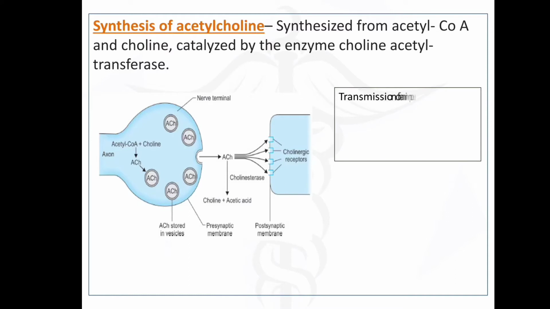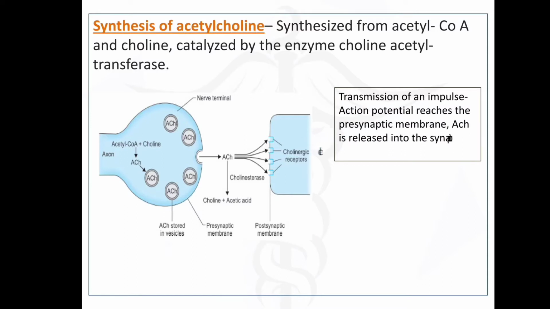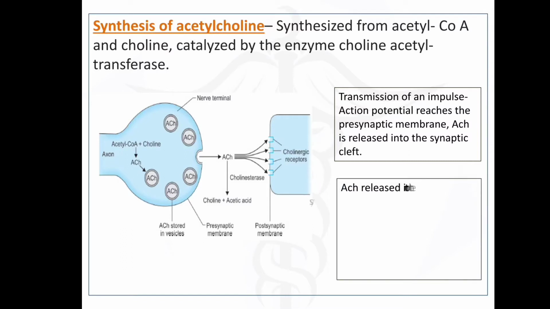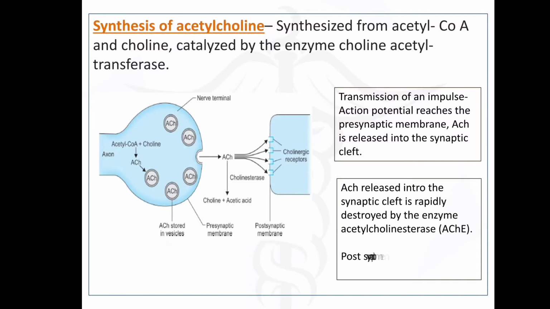So, next let us see about transmission of an impulse. When an action potential reaches the presynaptic membrane, acetylcholine is released into the synaptic cleft. This acetylcholine binds to and activates the cholinergic receptor on the postsynaptic membrane, leading to depolarization of this membrane. Thus, the impulse is transmitted across the synapse. Acetylcholine released into the synaptic cleft is rapidly destroyed by the enzyme acetylcholinesterase. Then the postsynaptic membrane is repolarized.